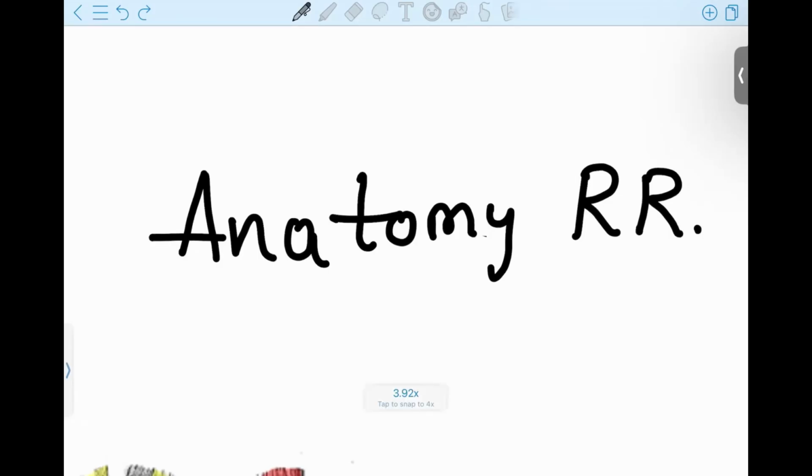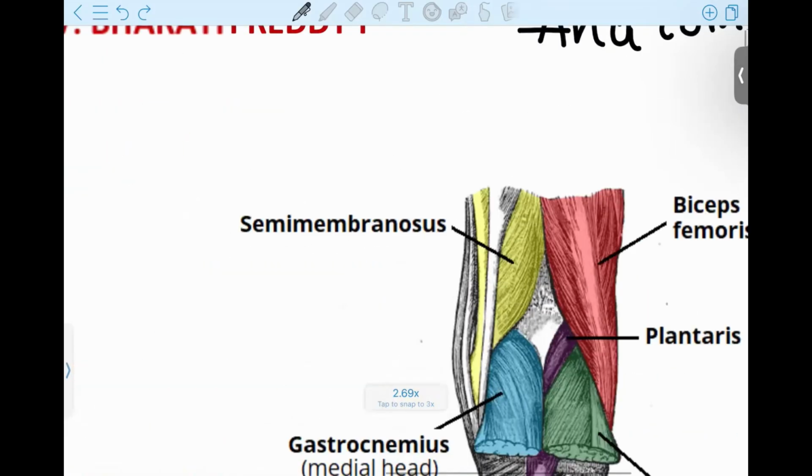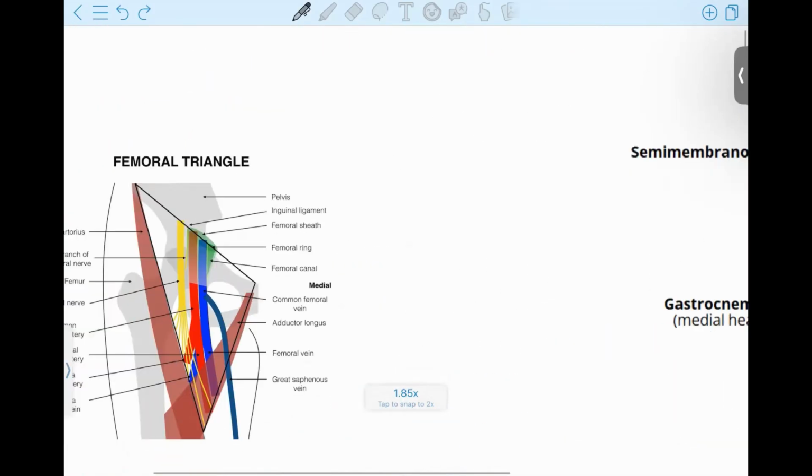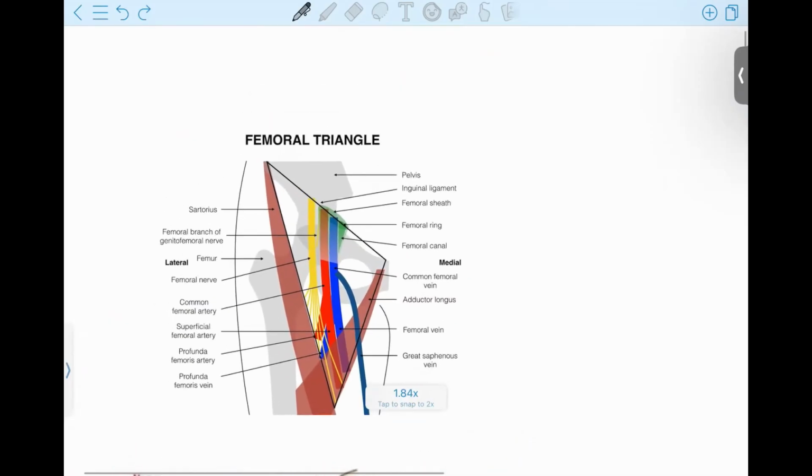So let's start our session. First we will discuss the different types of triangles and triads. All these will be discussed in the first half of the video.